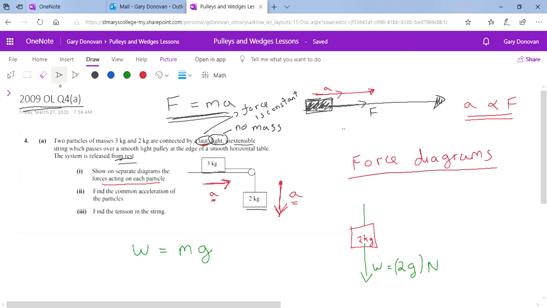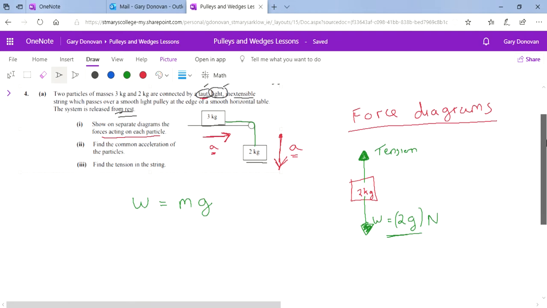Is there anything stopping it being pulled down? Well, because it's attached by this string to the 3 kg mass, that's going to slow it down. That's going to pull it up. And usually if there's a string involved, we call the force T for tension. So those are the forces acting on it. Gravity, or its weight, is pulling it down. And what's stopping it from moving down quickly? Well, tension in the string. So that's the force diagram for the first one.